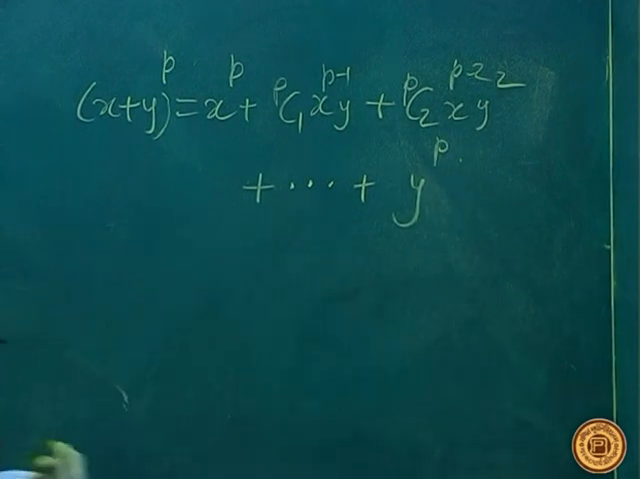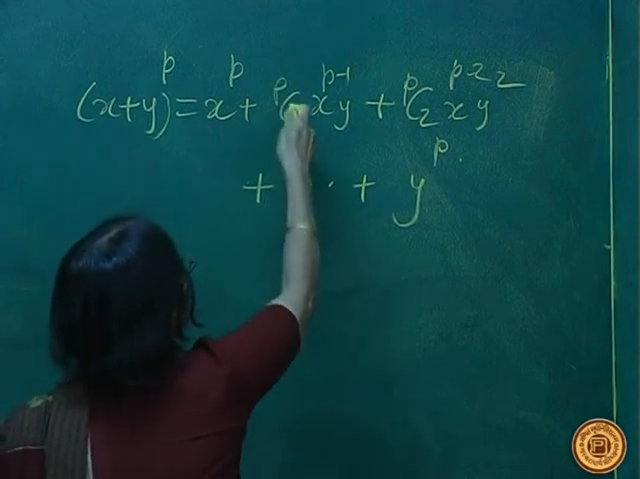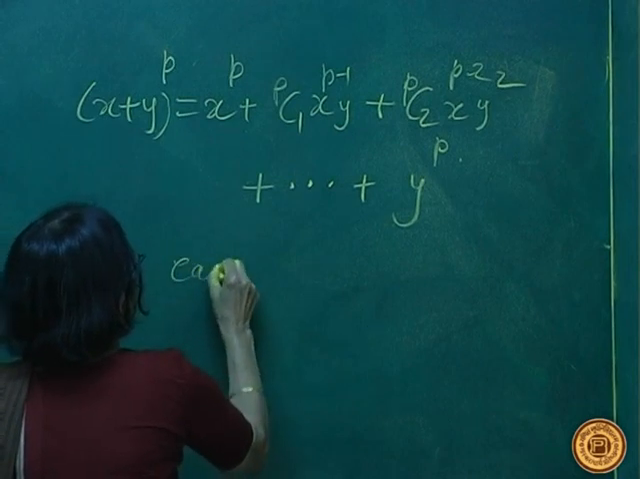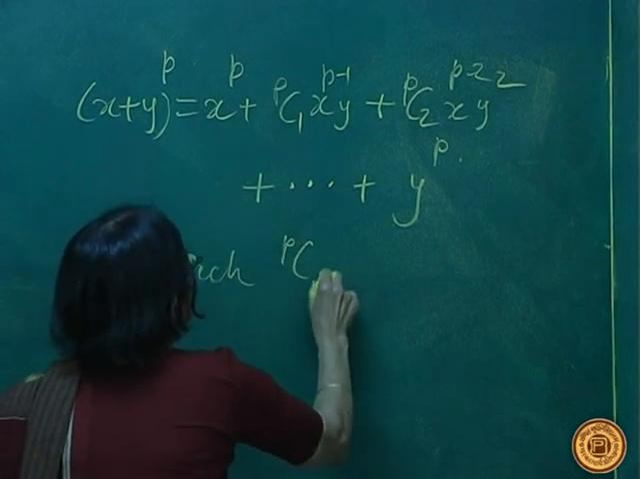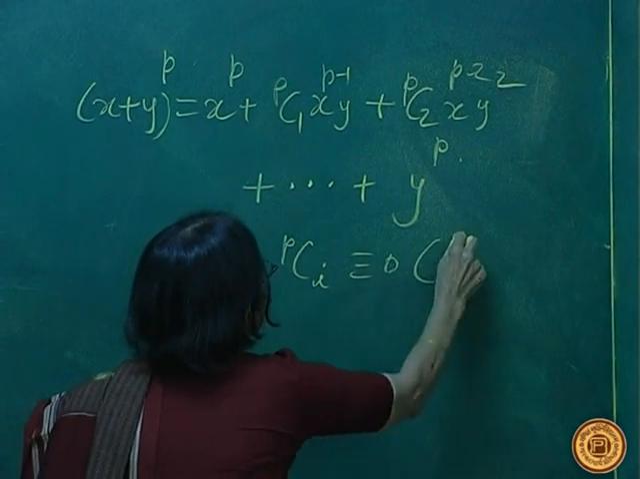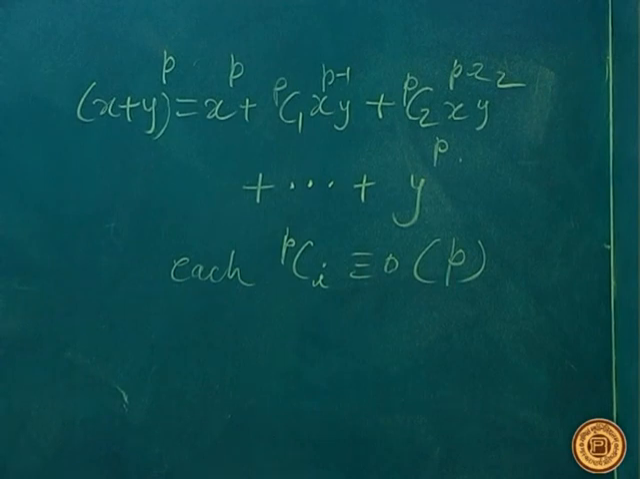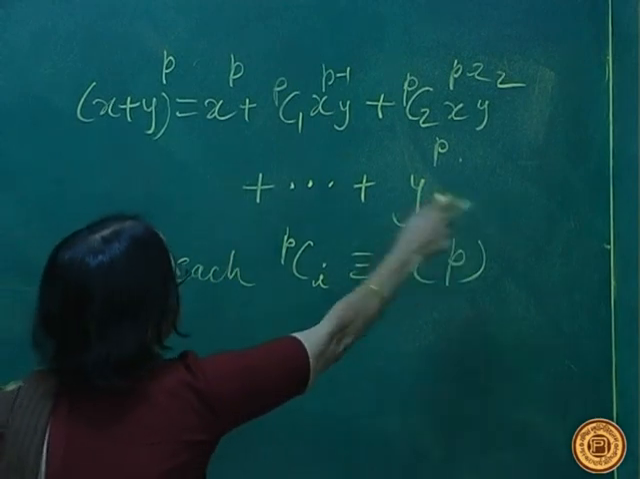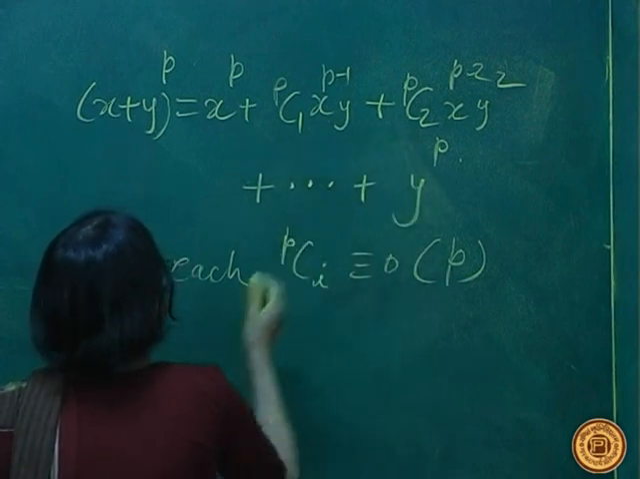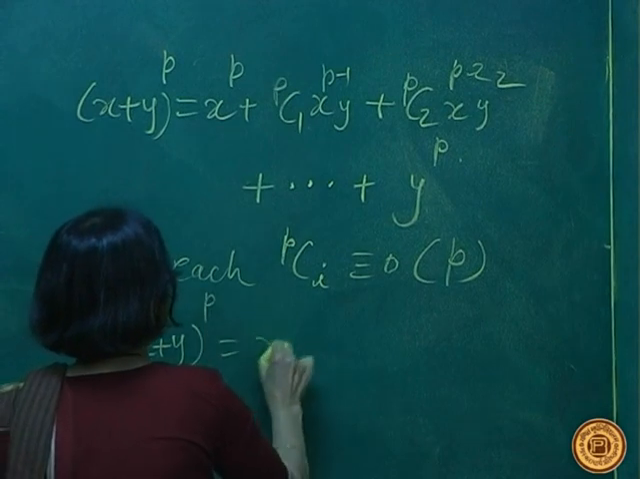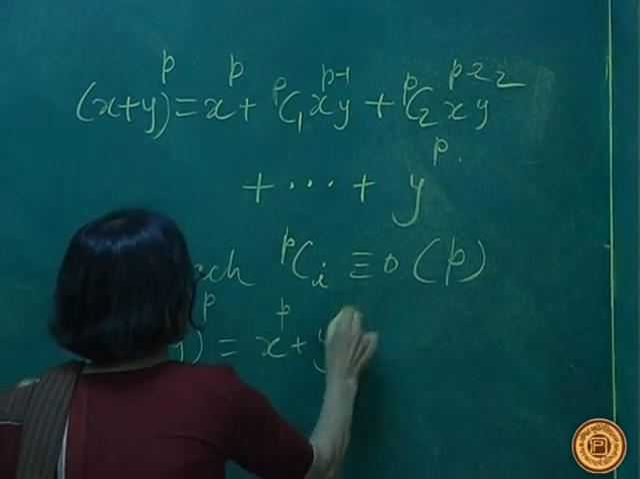Now look at all the coefficients here, pC1, pC2 and so on, and finally pC(p-1), which is the same as pC1. Now each pCi here is congruent to 0 mod p. p divides each of these coefficients. Therefore, since the characteristic is p, all these terms just vanish. Therefore, (x + y)^p is equal to x^p + y^p.